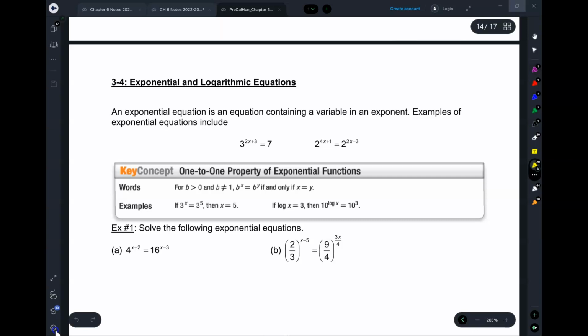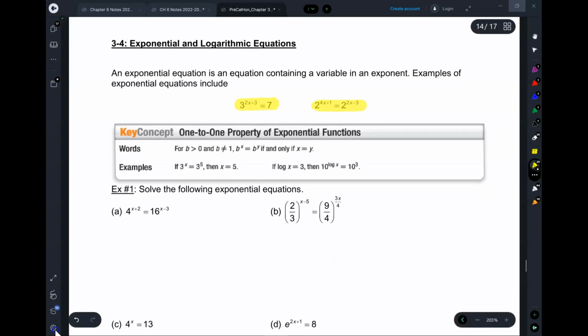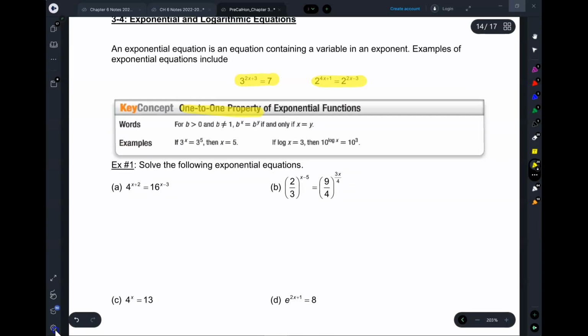And they can essentially look like this first case where only one of the terms has a variable exponent. Or it can look like this, where both of the terms on either side of the equal sign have a variable exponent. Okay. So to do these, we use what we call the one-to-one property, which means if you've got the same bases raised to an exponent, then you can just assume that the exponents are equal to each other and solve it that way.